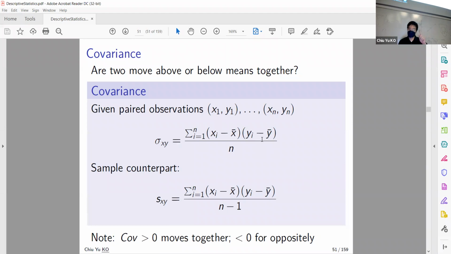When x is above the mean and y is above the mean, then it's positive. If they are below the mean at the same time, it's also positive. If one is above the mean and one is below the mean, then the product will be negative. So if they always move above the mean and below the mean together, it'll be a positive measure. Otherwise, it will be negative. So that's why we look at whether it's positive, they move together. If negative, they move oppositely. And you divide by n, and similarly you have n-1. But I guess I should stop here because I think time's up.